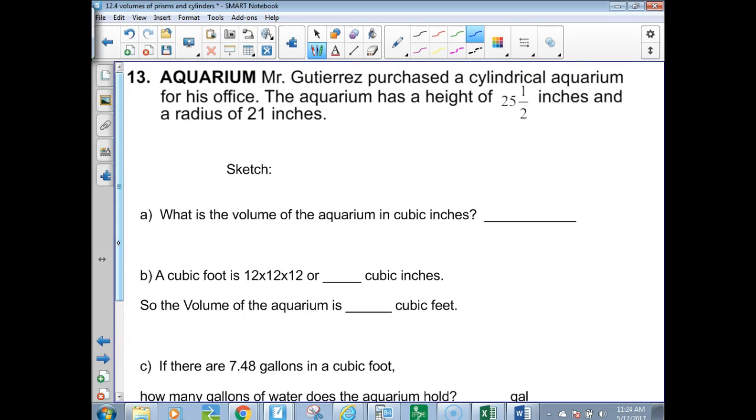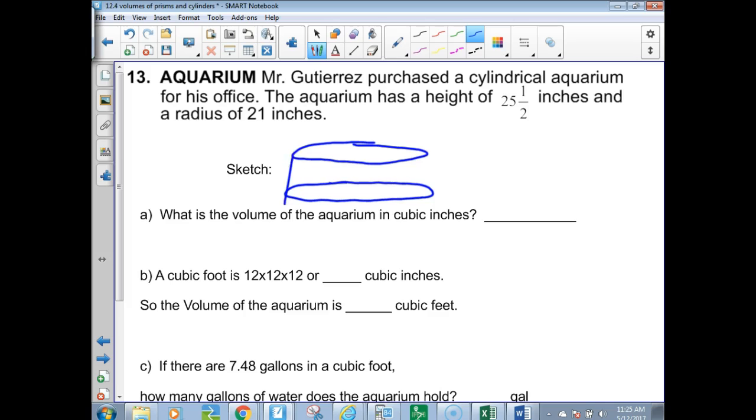Now this is really surprising to me, what we're going to find out here. It says Mr. Gutierrez purchased a cylindrical aquarium for his office. The aquarium has a height of 25.5 inches and a radius of 21 inches. So it's some tank.